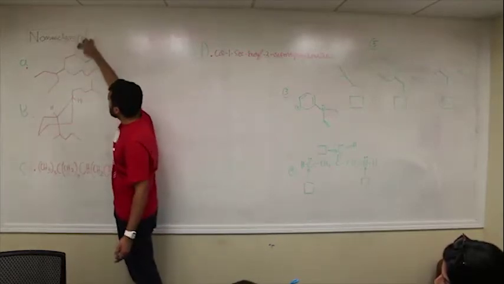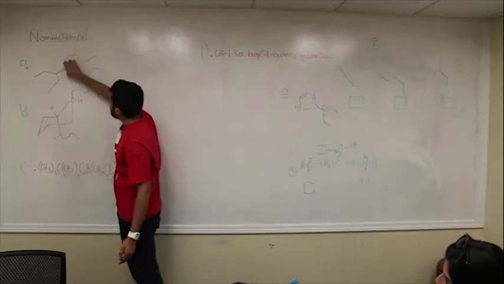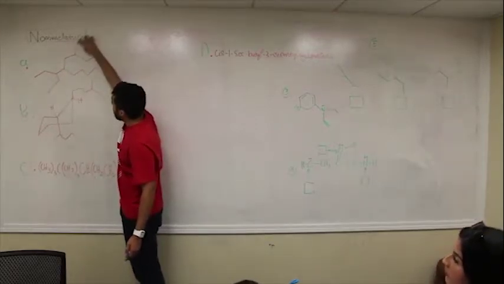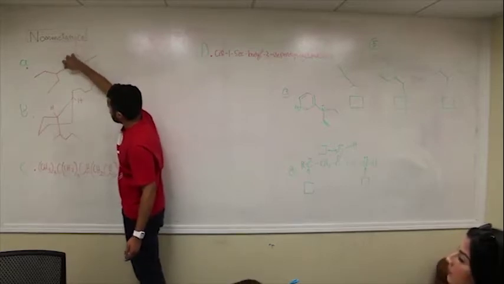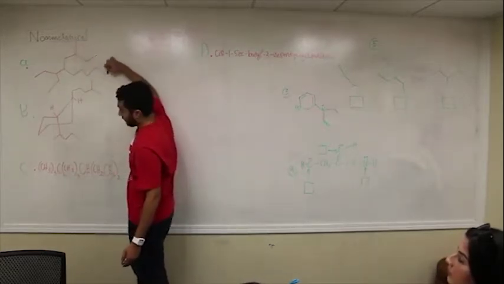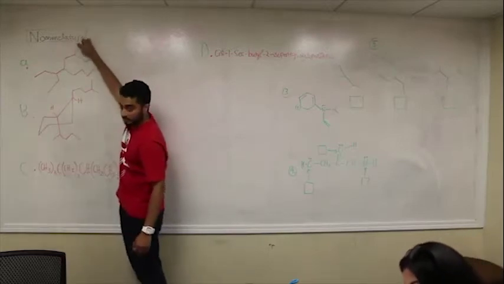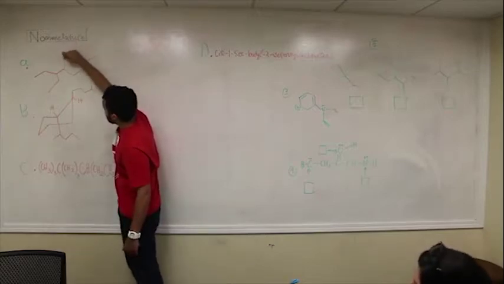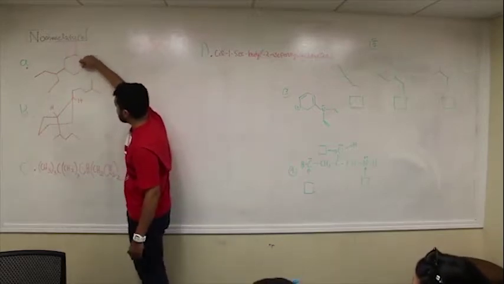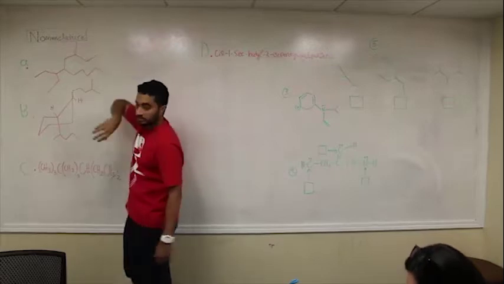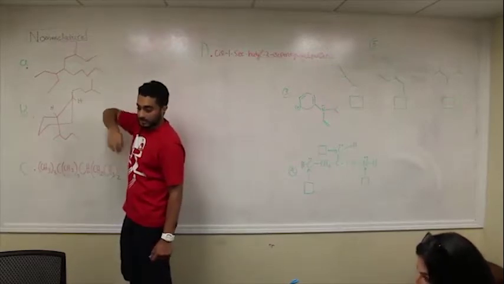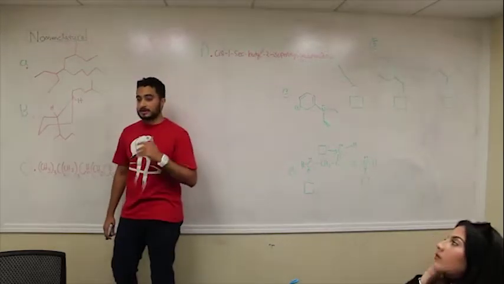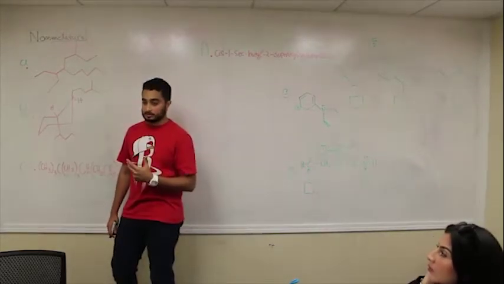1, 2, 3, 4, 5, 6, 7. So we get 7 that way, or 1, 2, 3, 4, 5, 6, 7, 8, 9. So far, this seems like it might be right, but let's try this way now. 1, 2, 3, 4, 5, 6, 7, 8, 9, 10. So which way is the right way to count? 10. Exactly. So the first priority you want is to have the longest chain possible.